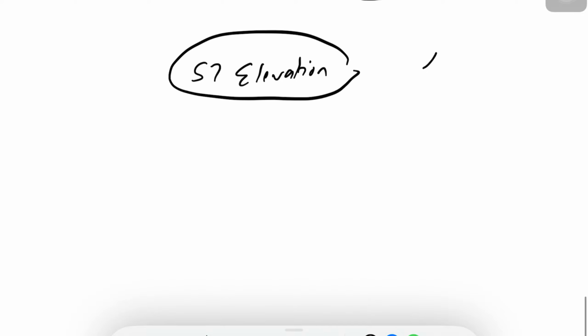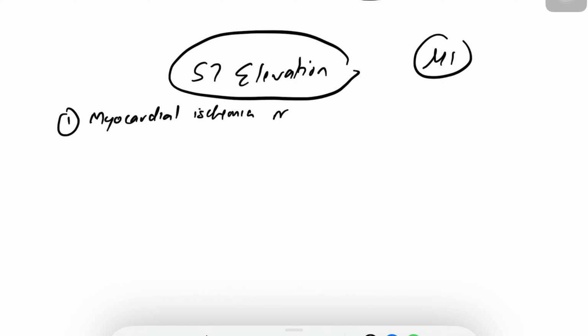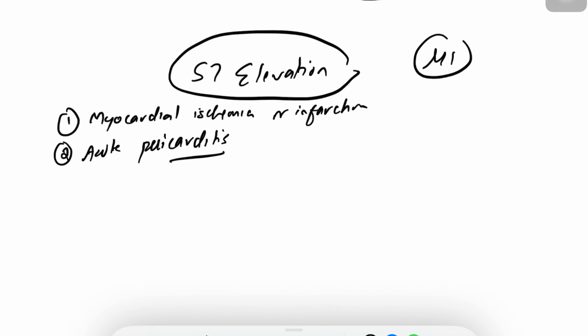After this, let's learn about what are the causes of ST elevation, whether it's only MI or there are any other causes as well. One of the most important causes of ST elevation is myocardial ischemia or infarction. After that, there are other causes like acute pericarditis. There will be global ST elevation in acute pericarditis.